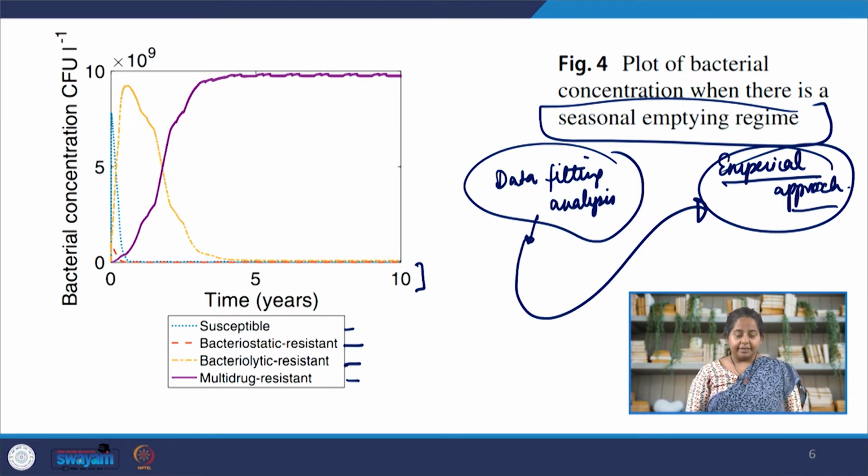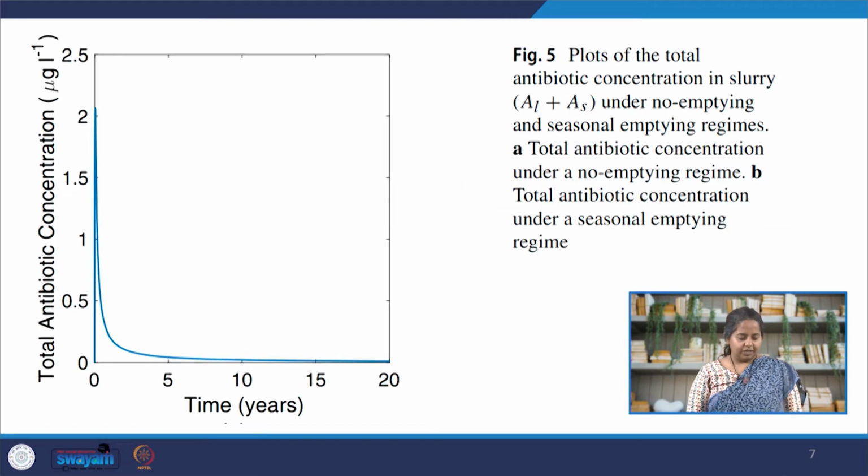However, this particular model, as we looked at in the previous two lectures, is already informed by a wealth of literature from multiple studies. Okay, so let's look at some of the results, what observations the authors made and how this could be beneficial. So, here is how the antibiotic concentration changes when we do not undergo seasonal emptying, and when we do.